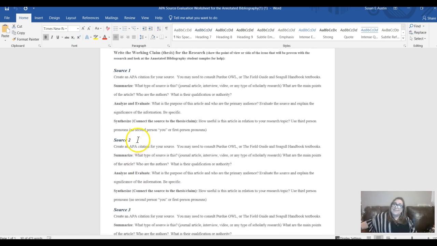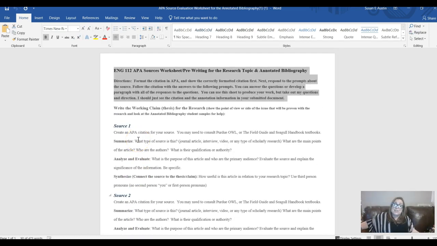Believe it or not, this ties in to your annotated bibliography. I'm going to give you feedback on these 3 sources. Then next Tuesday, next week, you're going to turn in your annotated bibliography, and I'm asking for 5 sources. They have to be different, so you're not going to repeat these in your annotated bibliography. But by the time you turn in your annotated bibliography, I will have given you feedback, and you're going to do these same things in your annotated bibliography.